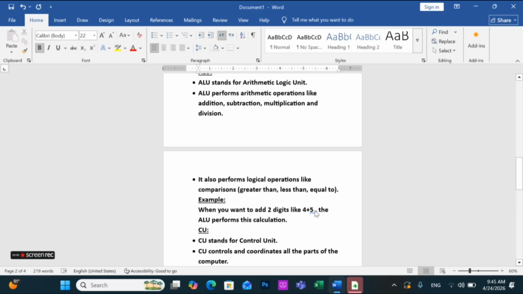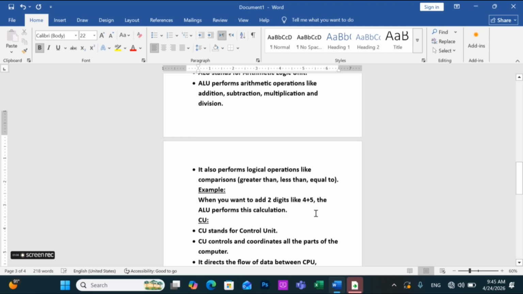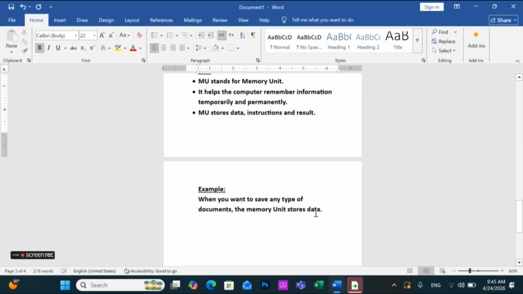Is it clear? So you have to write 3 points in each part. The first one is the full form. After that you have to write the function, and the last one you have to write is the example. So this is your long question that you have to write in your notebooks.